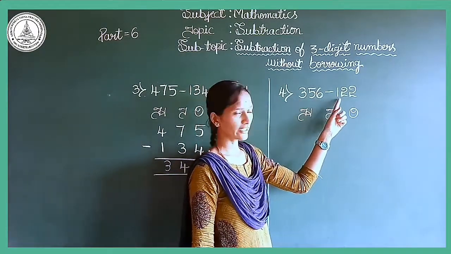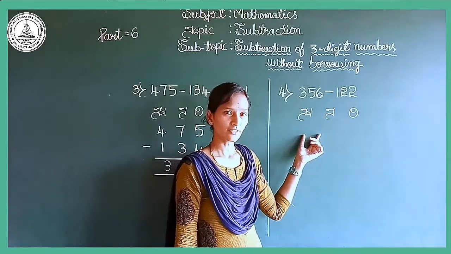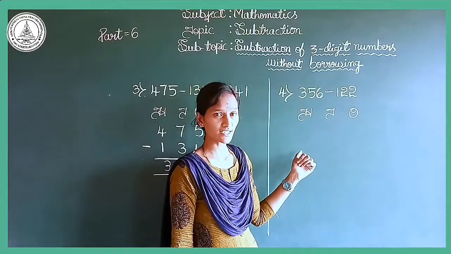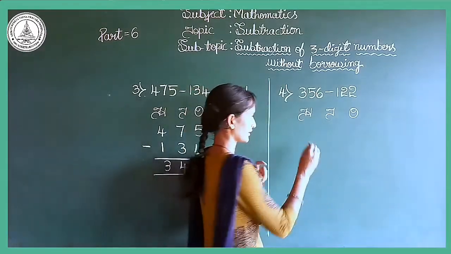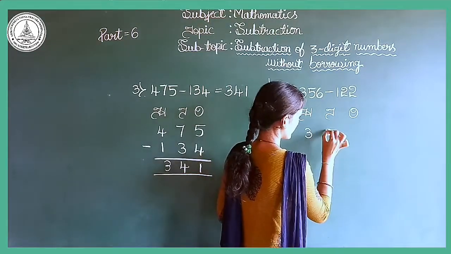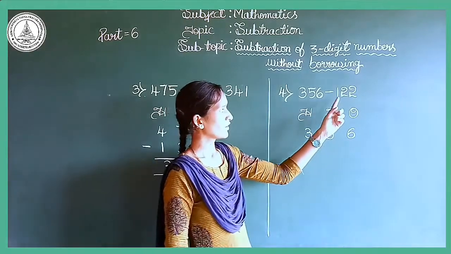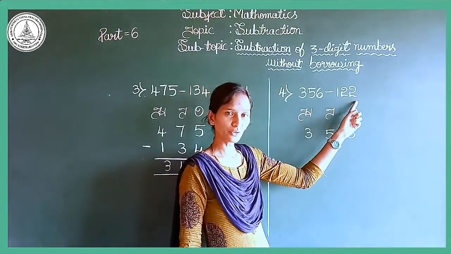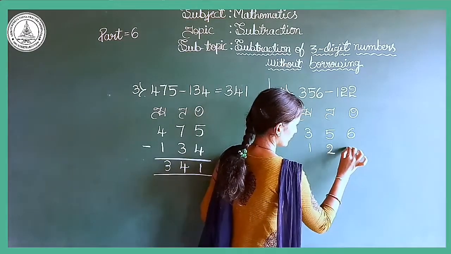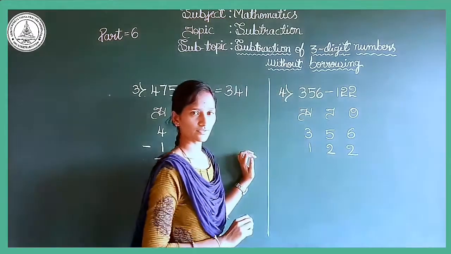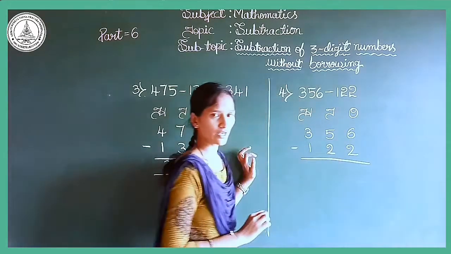356 minus 122. Right? First you have to write down the bigger number, that is 356. Okay? Write down here 356. The next, second one is 122. That is a small one. Write down here 122. Okay? You have to subtract these two numbers.